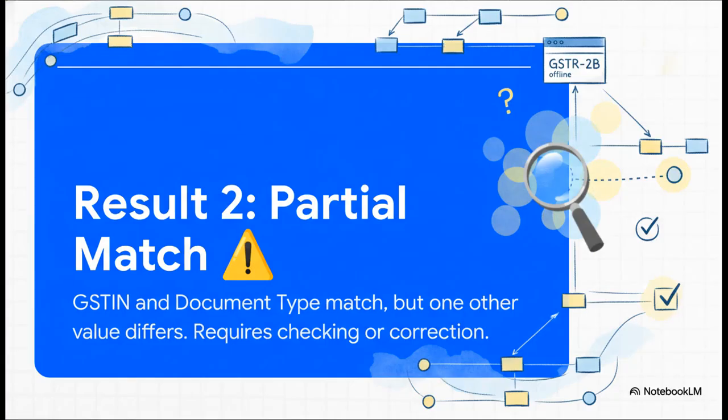But okay, let's be real, life isn't always that perfect, right? So what happens when something's just a little bit off? That's what we call a partial match. Now the key here is that the most important stuff, like the supplier's GSTN, is correct. But maybe one of the other details is different. The tool flags this not as a huge problem, but just as something that needs a quick look from you.